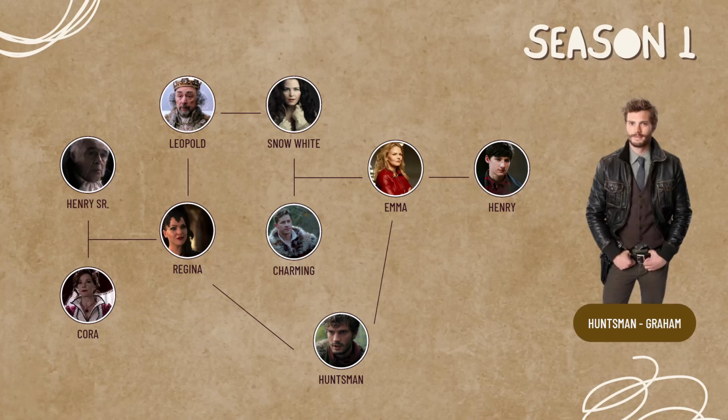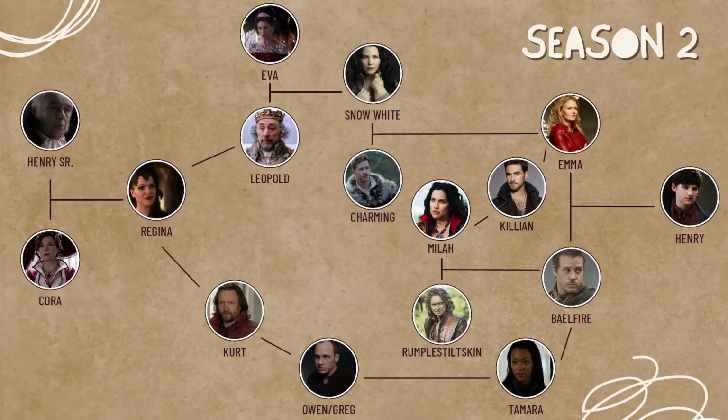The huntsman, Graham, is in a romantic relationship with both Regina and Emma. Here we can see that in this case, Graham is the reason for the appearance of the cycle in the relationship tree. But he's played by Jamie Dornan, so we can kind of let that slide. Fortunately, spoiler alert, Graham is killed, which removes this cycle from the family tree in the following seasons.